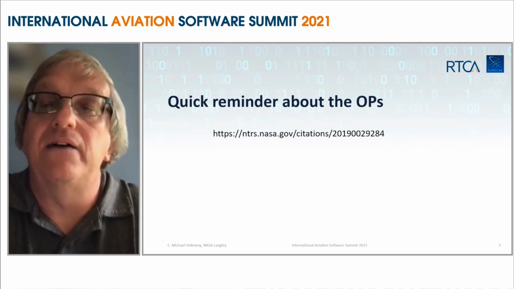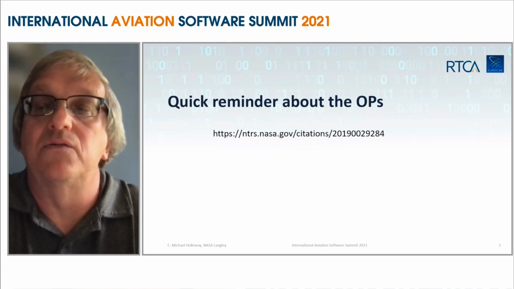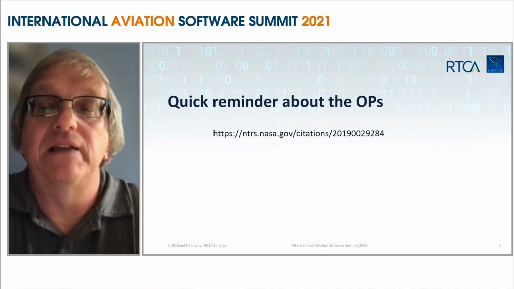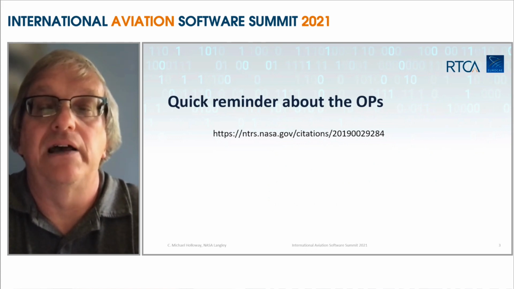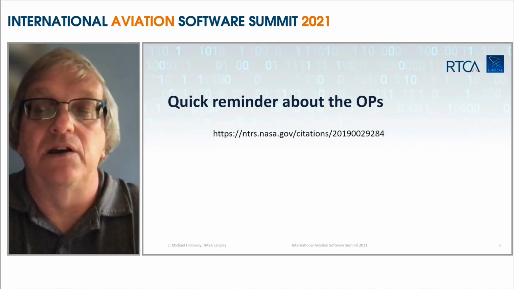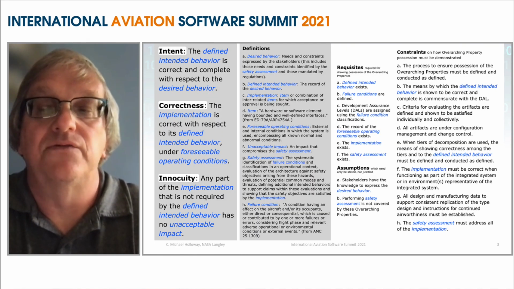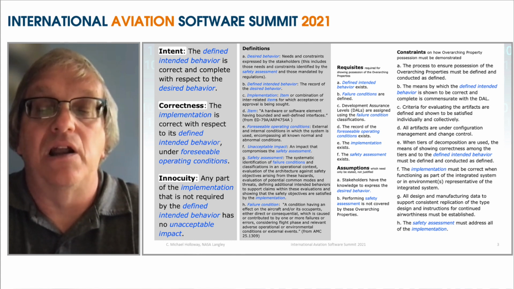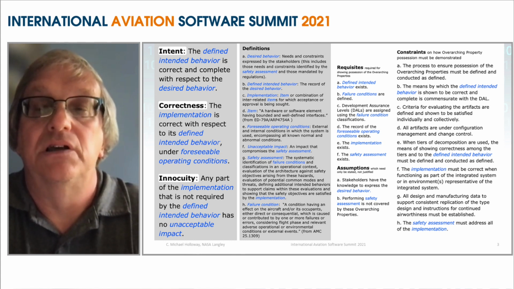If you don't already have your own copy of Understanding the Overarching Properties, you can get it at this URL or by searching for it at ntrs.nasa.gov. I'm going to show you now the full text of the OP description, not for long enough for many of you to read it, but simply to emphasize 2 very important points, which are not always understood by folks.